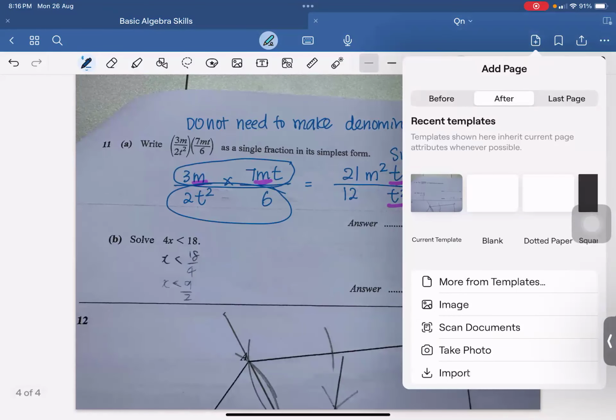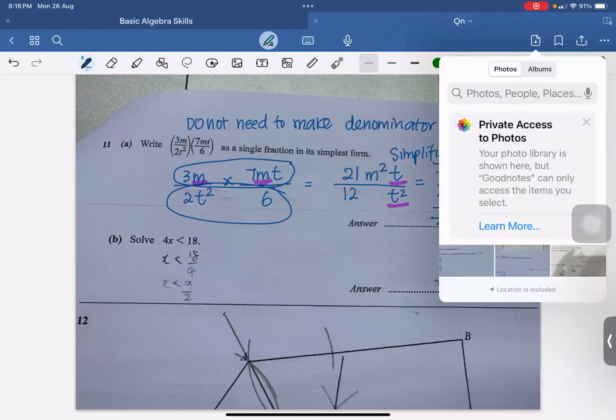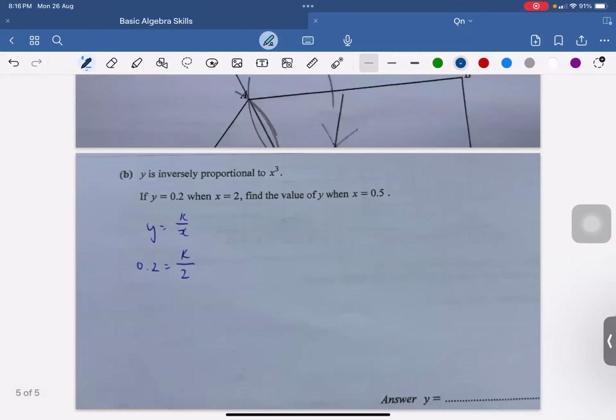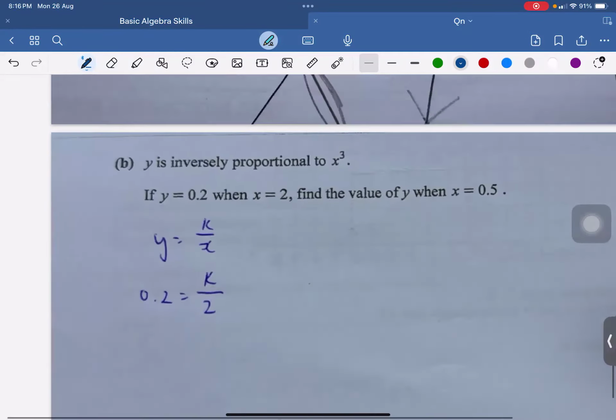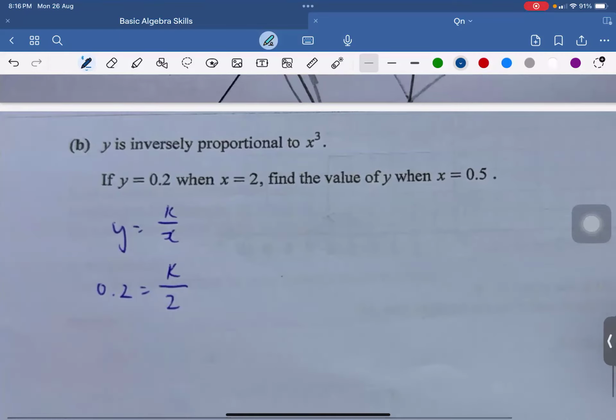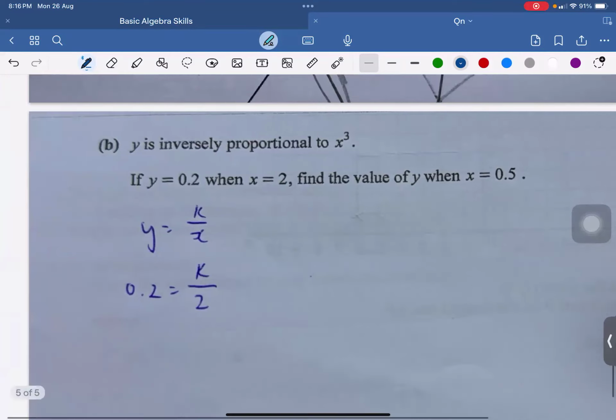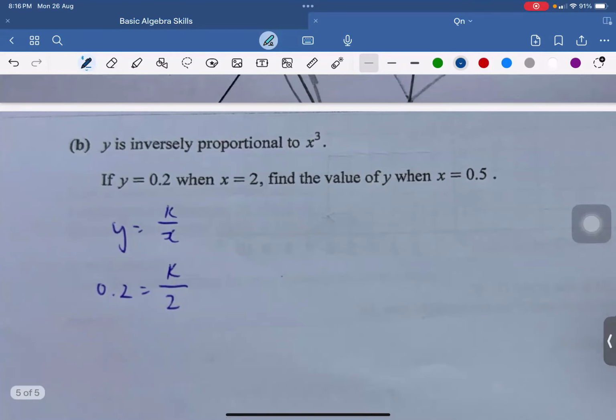Okay, she sent me this question. Inversely proportional to x cubed. There's something that you missed out in this case. Inversely proportional, okay, this part is correct. But k to the power of how many? Cube. So this one should be cube, right?